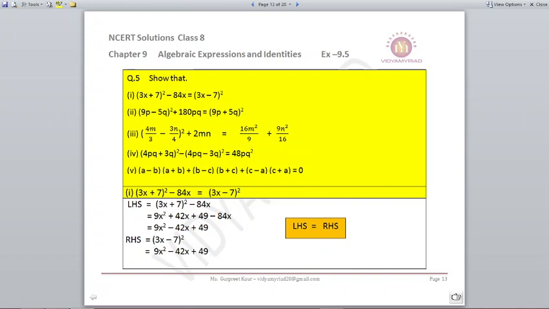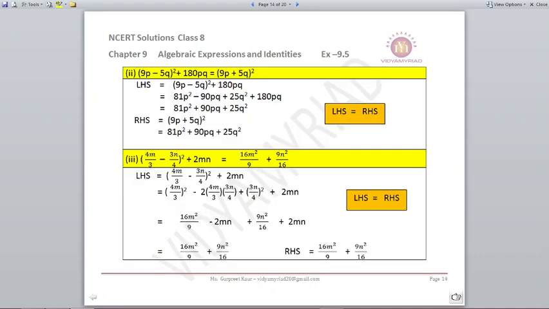Your right hand side has (3x minus 7) the whole square. So apply the formula of (a minus b) the whole square. When you do that, you get 9x square minus 42x plus 49. Your left hand side and right hand side both are same. Same way we will do all the other parts.